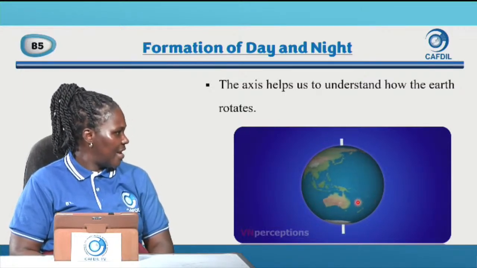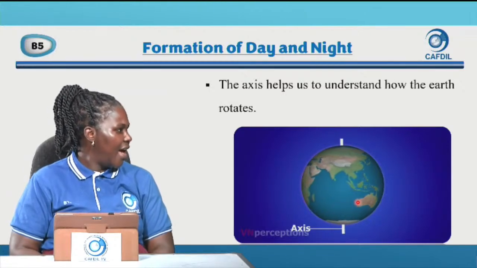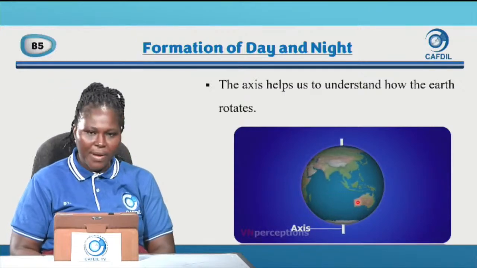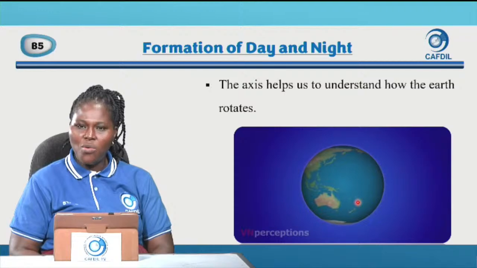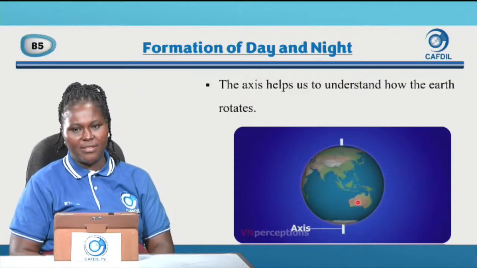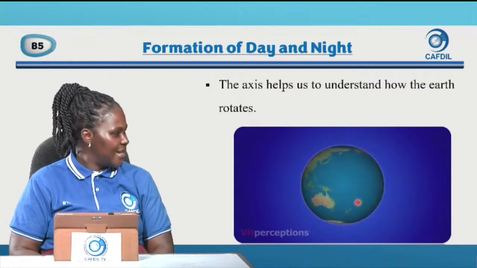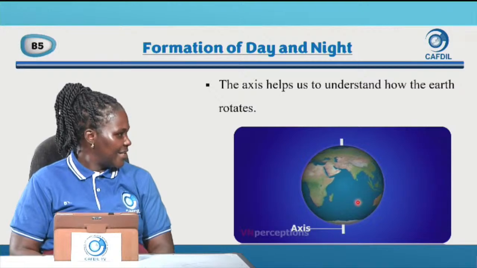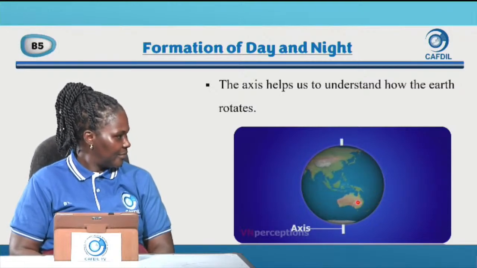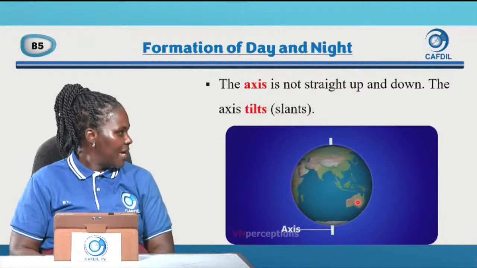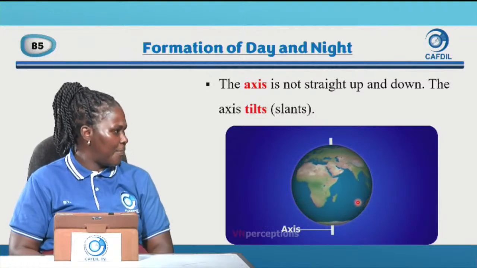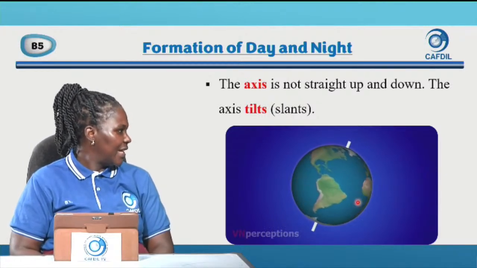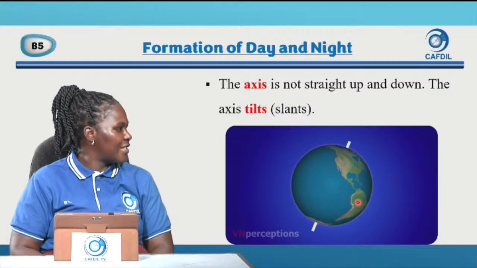Now the axis helps us to understand how the earth rotates. We can see the axis showing there as the earth is moving. Good. So the axis is not straight up and down. The axis tilts, as is on our screen.